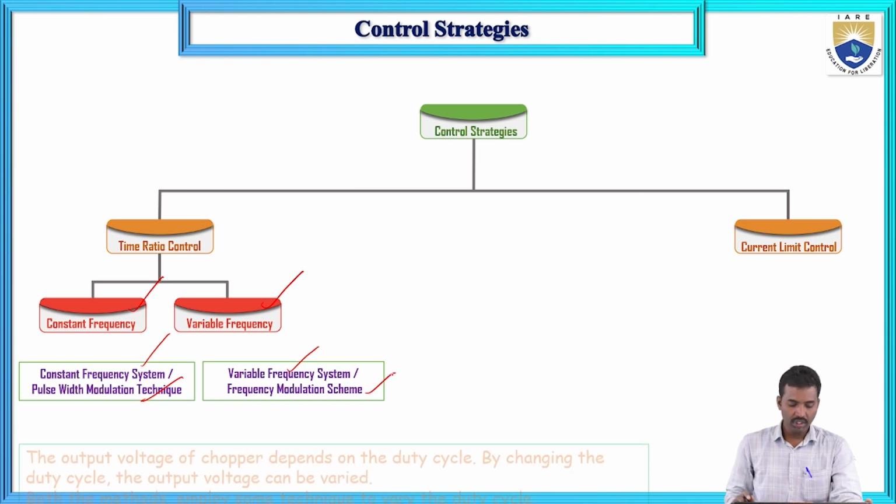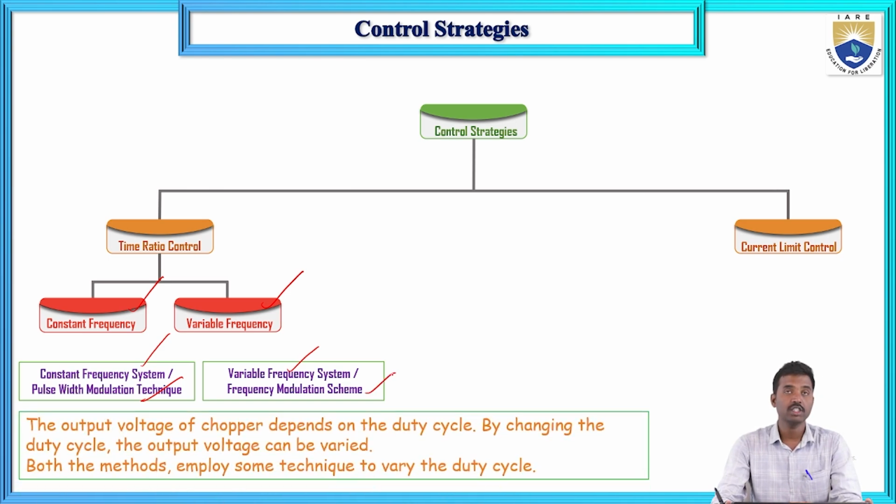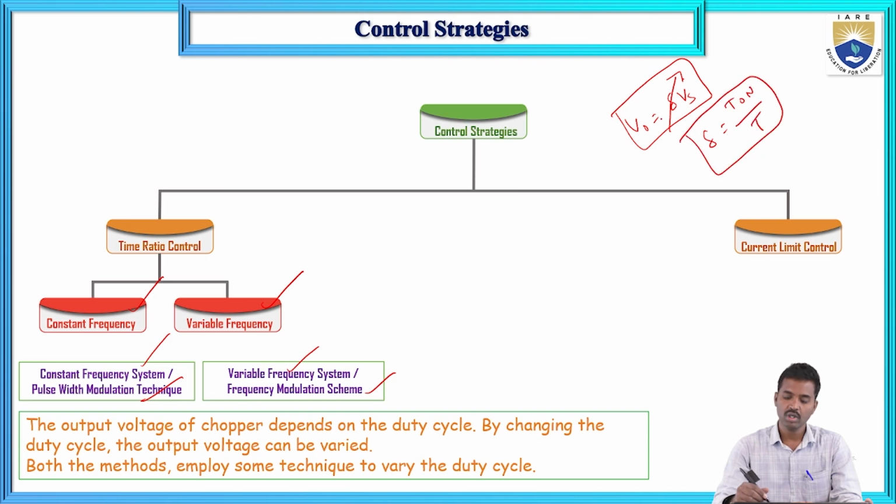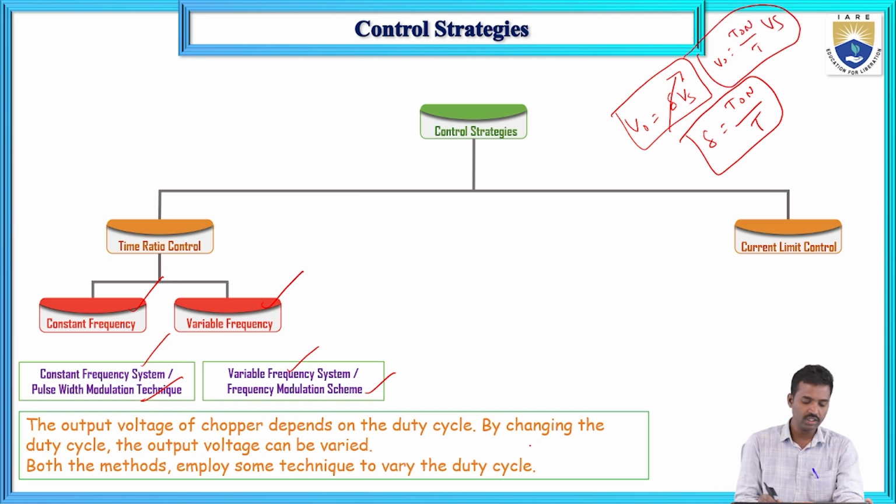And now here the output voltage depends upon the duty cycle. In the previous slide I already explained V naught equals delta into Vs. So this depends only on the delta value, by changing delta equals T on by T only. So V naught equals T on by T into Vs. So by changing the duty cycle we can change the output voltage V naught.